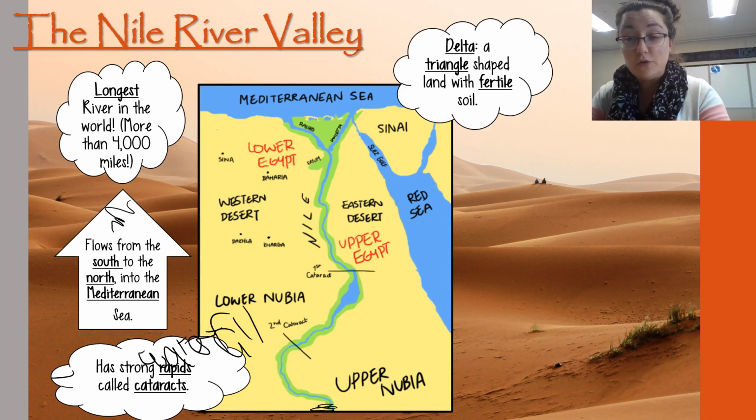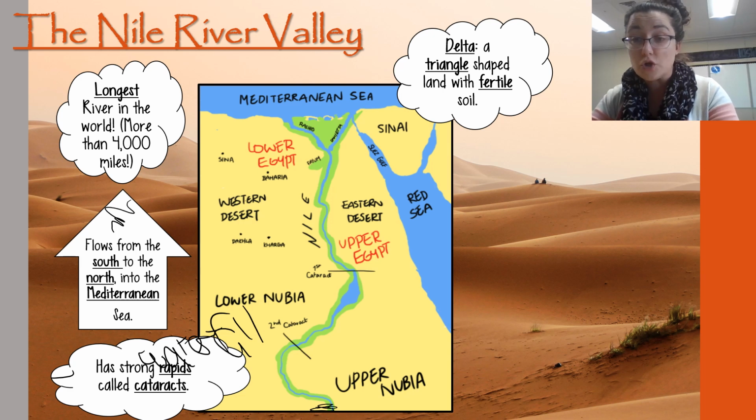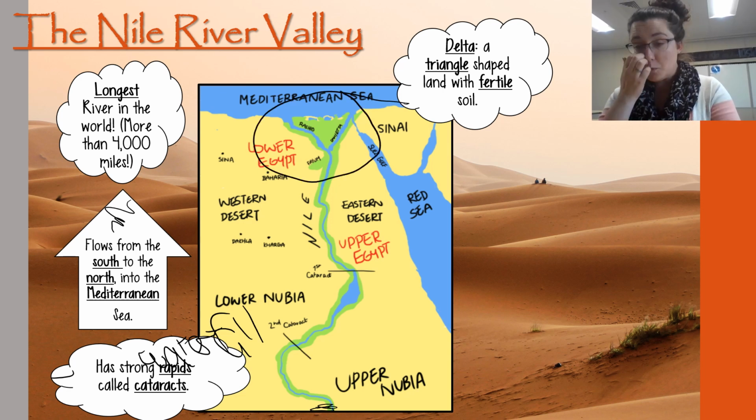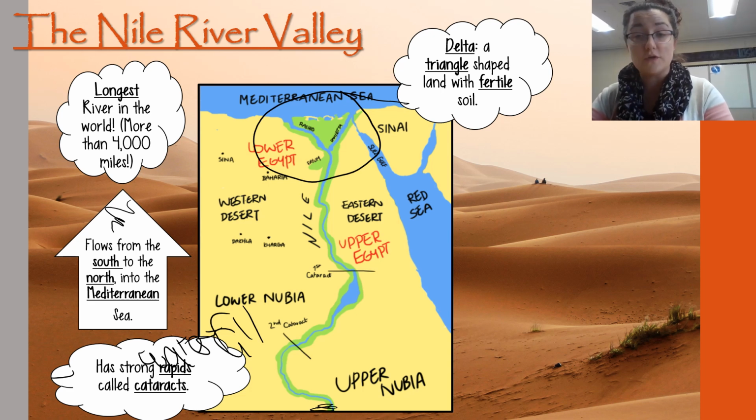Now, we have a few features of this river that I want to make sure you're really familiar with. Our delta is this triangle-shaped piece of soil up here at the top. And it's where all the sediment that gets washed down the river kind of gets dumped before the river goes into the ocean.